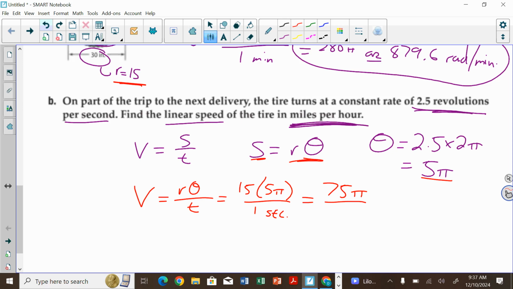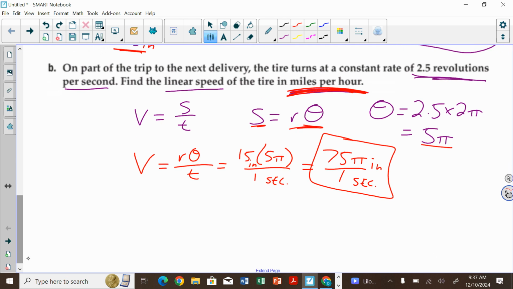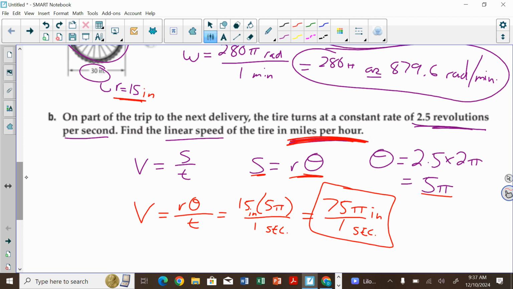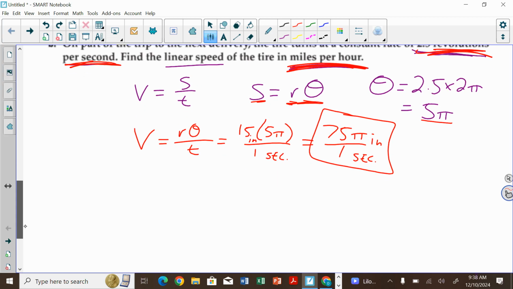We were talking about inches, right? The reason is because the radius here is in inches. So it would be inches per second. A lot of people think we're done right here, but we're not, because remember, they want the answer in miles per hour. So that's where we have to be careful. Just to review, it's inches per second because I was dealing with 2.5 revolutions per second, but the radius I needed is in inches. So I got 75 pi inches per second.